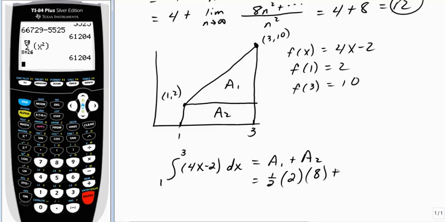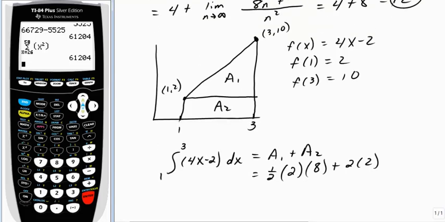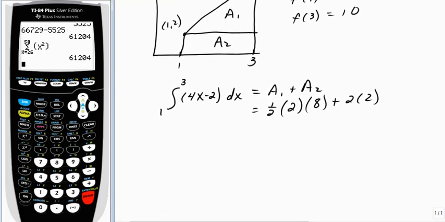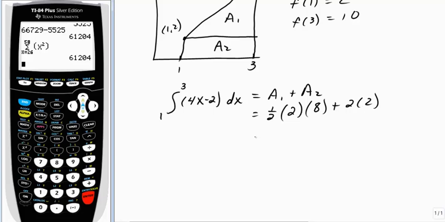And then plus the area of the rectangle below has a width of 2 and a height of 2. So notice, just like my Riemann sum where I ended up with 4 plus 8, same thing I'm getting here. The area of the rectangle is 4, the area of the triangle above is my 8. I have 8 plus 4 again for a total area of 12. Gorgeous problem. Love that.